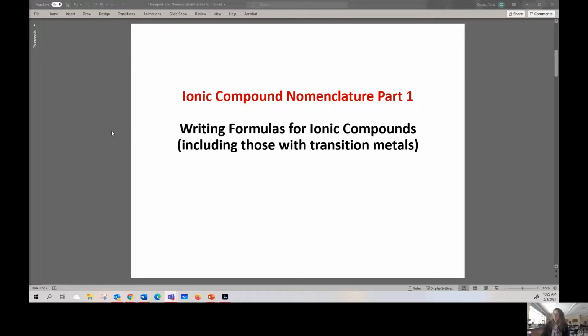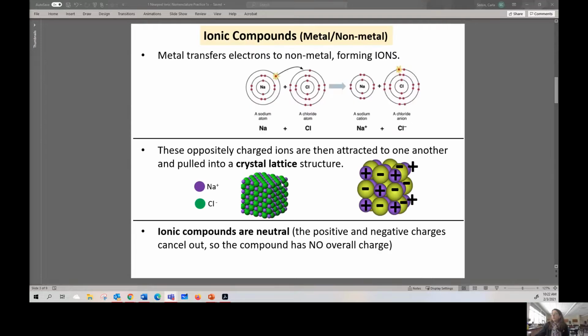This video is called Ionic Compound Nomenclature Part 1, and we will be going over how to write formulas for ionic compounds, including those that have the transition metals. Just a quick recap of what an ionic compound is. These form when metal atoms transfer electrons to nonmetal atoms, forming two oppositely charged ions, a positive cation and a negative anion. Because opposite charges attract, these are now going to attract one another into what's called a crystal lattice structure. This is the ionic compound that they will form.